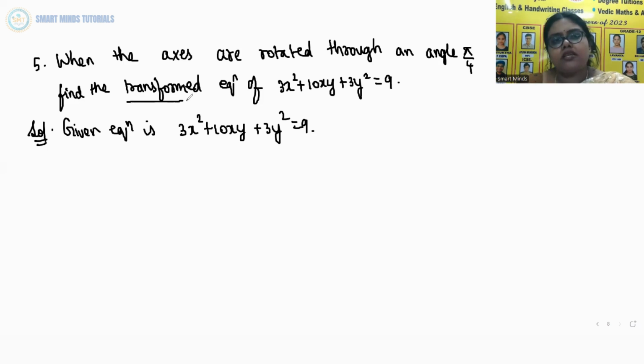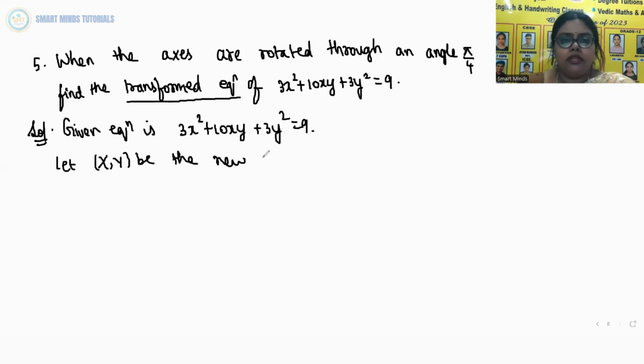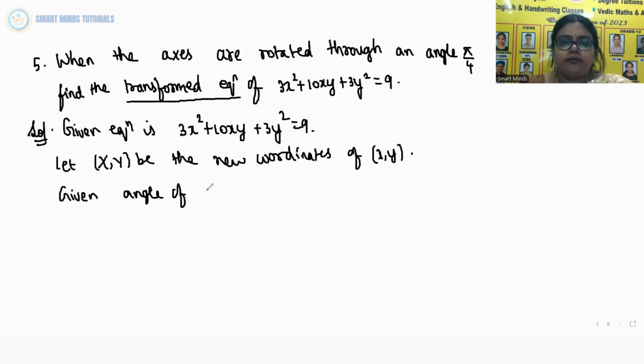So whenever they ask us to find transformed equation, how do we write? Let capital X comma Y be the new coordinates of small x comma y. Now what is given to us? Angle of rotation. Angle of rotation theta is equal to pi by 4. Pi by 4 is 45 degrees. So we need to find transformed equation.